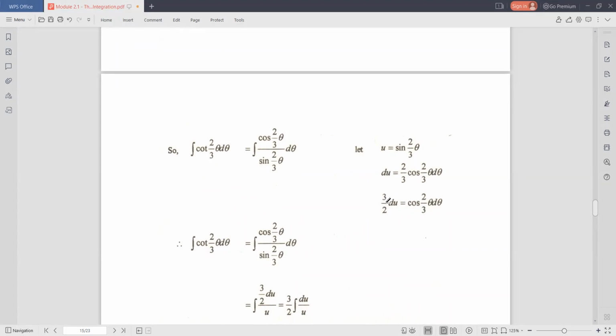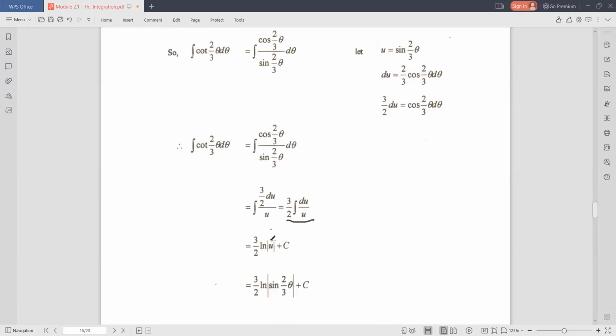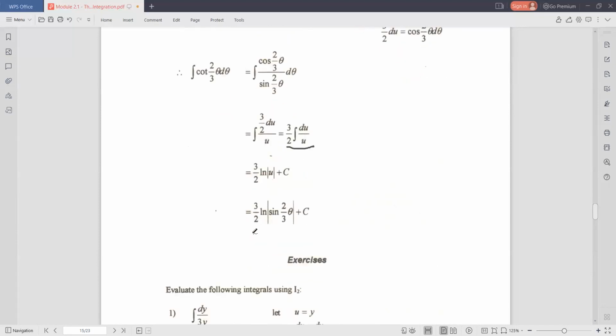So meron ka nang 3/2 du tsaka over u. So you will have now your 3/2 integral of du over u. Then you can apply the second general formula of integration, that is 3/2 ln of u plus c. Then sasalpak lang natin yung u natin, which is sine 2/3 theta. Or your general equation now would be 3/2 ln of sine 2/3 theta plus c.